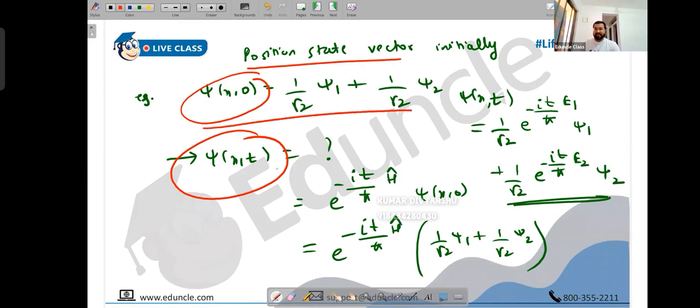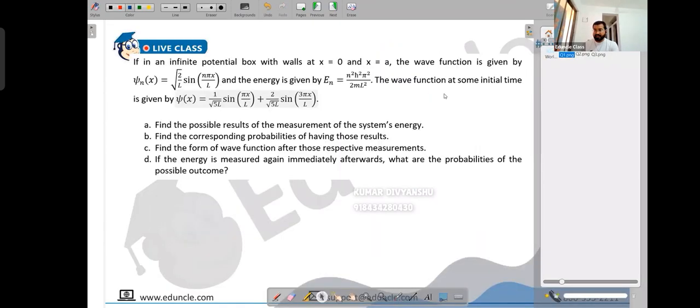So if I ask what is the value of this, directly write e raised to minus iE1t upon h bar, and multiply this with e raised to minus iE2t upon h bar. If you have another state 3, that will be e raised to minus iE3t upon h bar. So multiply all the terms with an exponentially decaying term, e raised to minus it upon h bar into the respective energy. Simple. So these psi1, psi2 are not required to be written in the form of a vector. We never apply vector signs on the wave function. Okay.